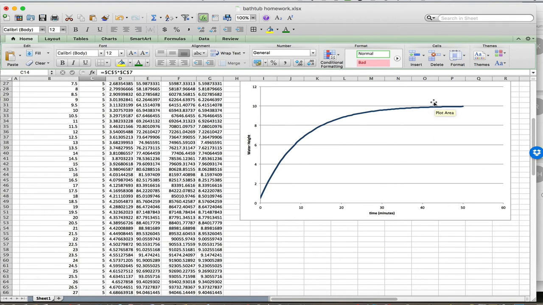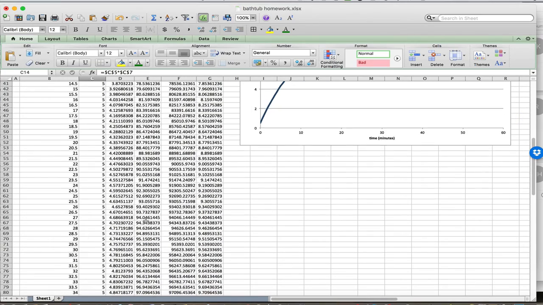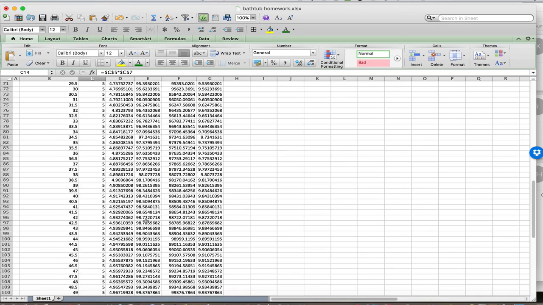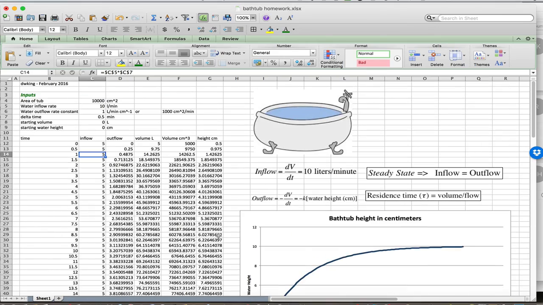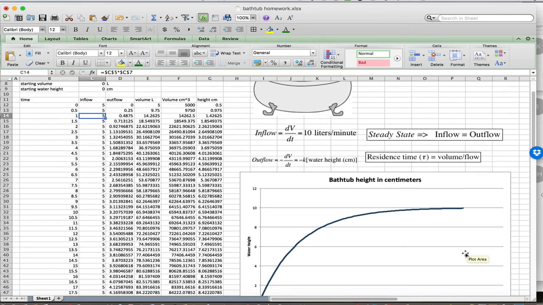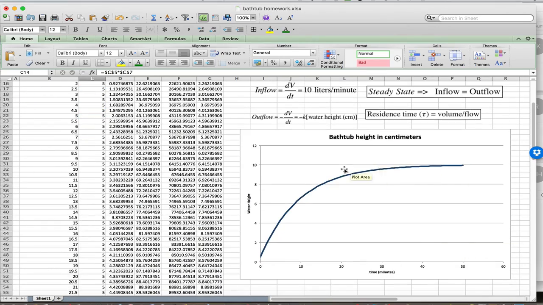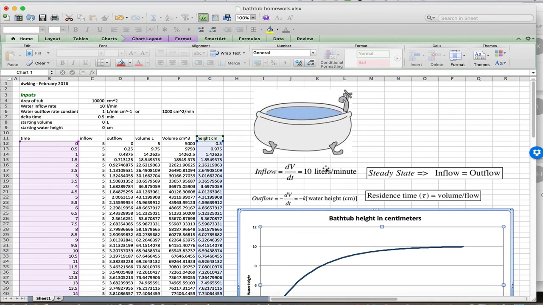It takes about 45 minutes for this to reach 5. But once it gets very close to 5, 4.97, very close, the tub reaches its constant steady state volume of 10 centimeters. Now, of course, this is my simple model.